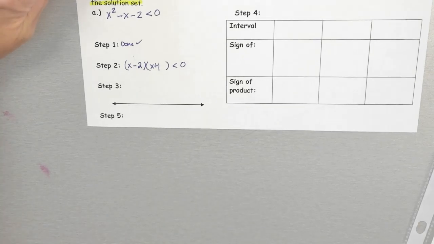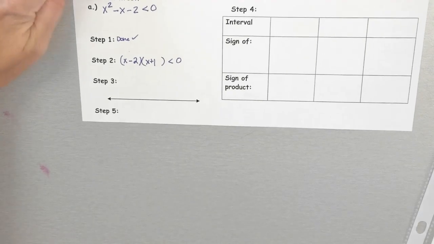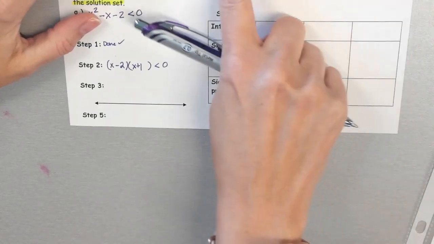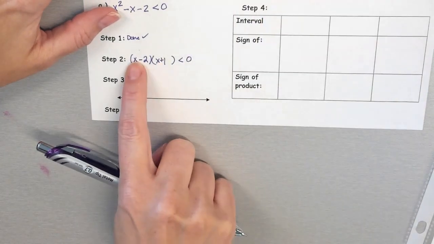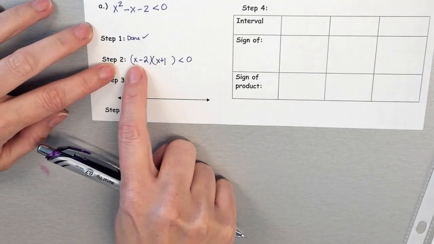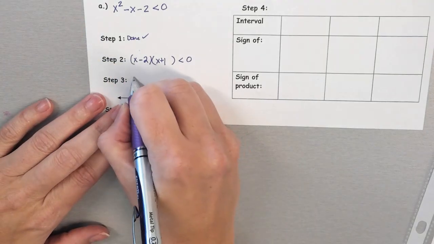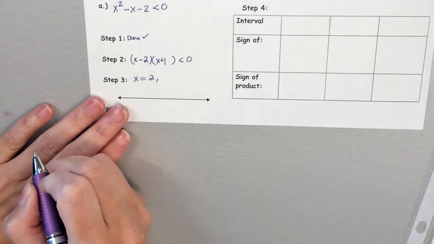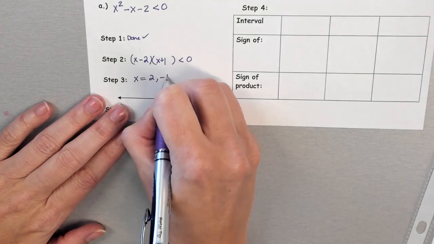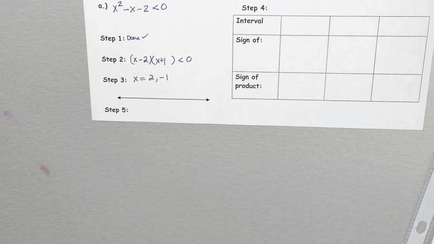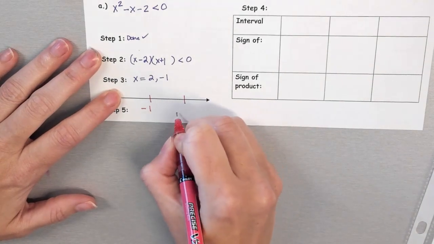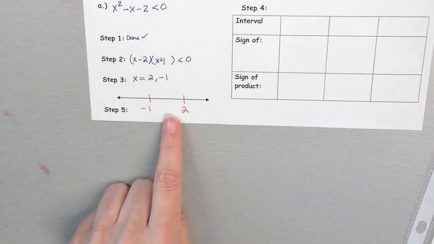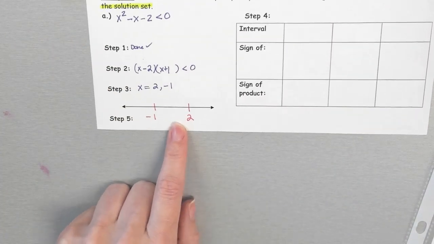For step 3, when you're finding the intervals, you have to find the key values. The key values are where each factor is 0. So it's really like you're solving. If it's x minus 2, what would you plug in for x that would make that 0? Yep. And then this one would be negative 1. Now, when you put them on the number line, you have to put them in the proper order. So numerically, you have to put the negative 1 first, and then you will put the 2. And this is going to help you for the visualizing.